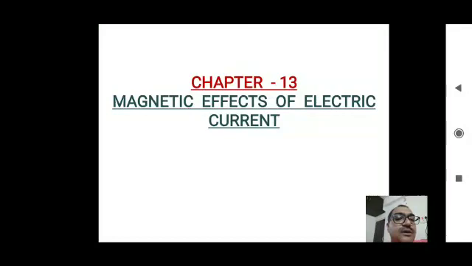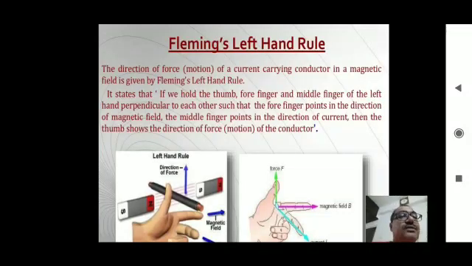Now in this video I would like to cover various topics like force on a current carrying conductor in a magnetic field, what is meant by electromagnetic induction, and we can learn about the household circuit. So students, let's start with our first topic 13.3, force on a current carrying conductor in a magnetic field. Before that, students, we have to understand Fleming's left hand rule.